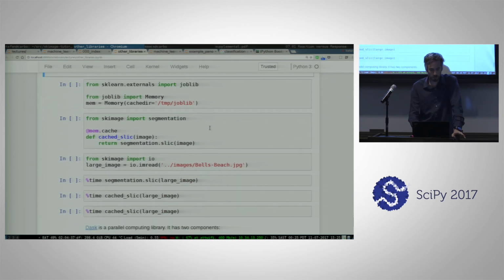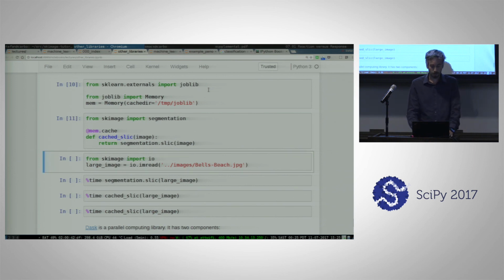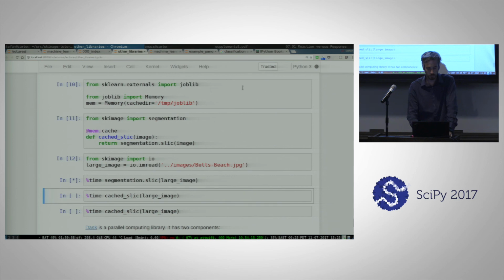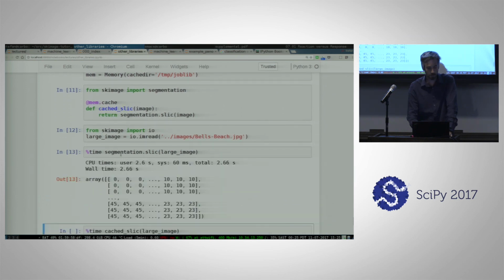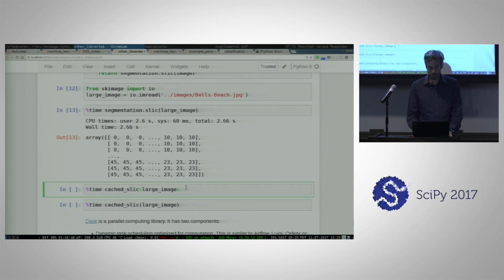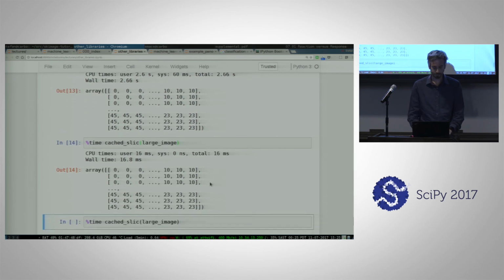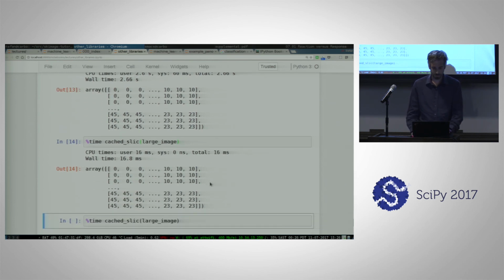In this simple example here, I import joblib's Memory. I say, please cache things into /tmp/joblib. And then I can create a cached version of any scikit-image operation, like let's say segmentation.slic. Here I define a cached version of that. So the first time I run that operation, here I just call it straight from the library, and it takes 2.66 seconds. Then the first time I called my cached version, oh, I ran this before, bad.